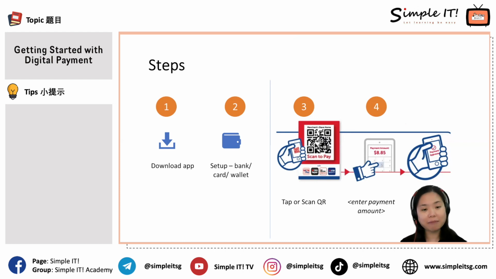Okay, so second step is after you have downloaded, right, you need to do the setup. You need to tell the application where to deduct the money, right? So you can tie the application to either your bank's credit card, debit card, and some allow you to tie to the ATM card as well. Or you can directly deposit money into the app. So the app will act like a wallet for you. So every time you just spend the money within the app itself. Okay. And step 1 and step 2 are just a one-time setup. Yeah, after you do the setup, you don't need to care about it anymore.